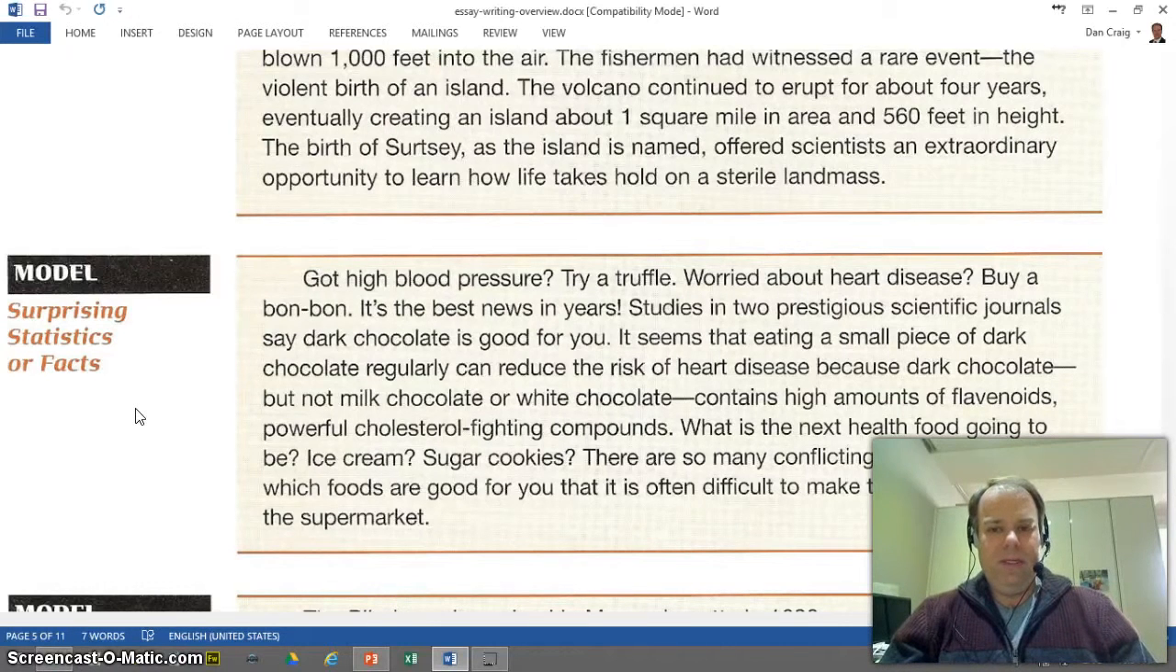And so for this example here, they're talking about the relationship between seemingly bad foods and good health outcomes. And that's enough to catch anyone's attention, particularly me, because I eat a lot of chocolate and I hope that it's healthy. It's not.